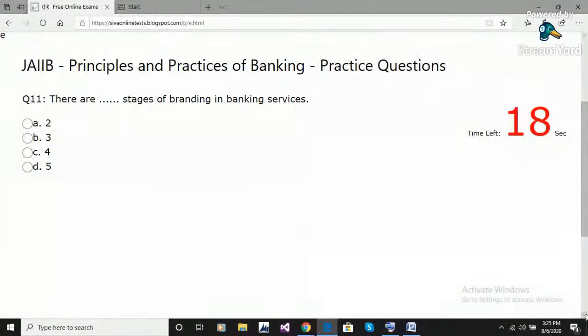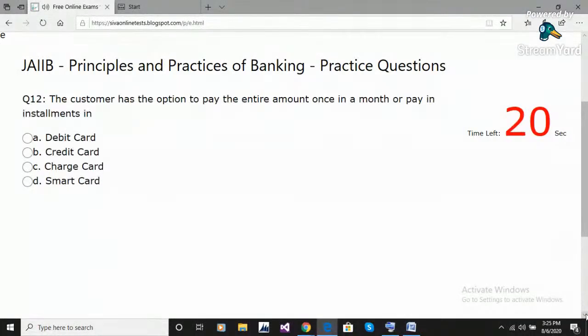Question 11. There are stages of branding in banking services. Option A. 2. Option B. 3. Option C. 4. Option D. 5. Answer C. 4.